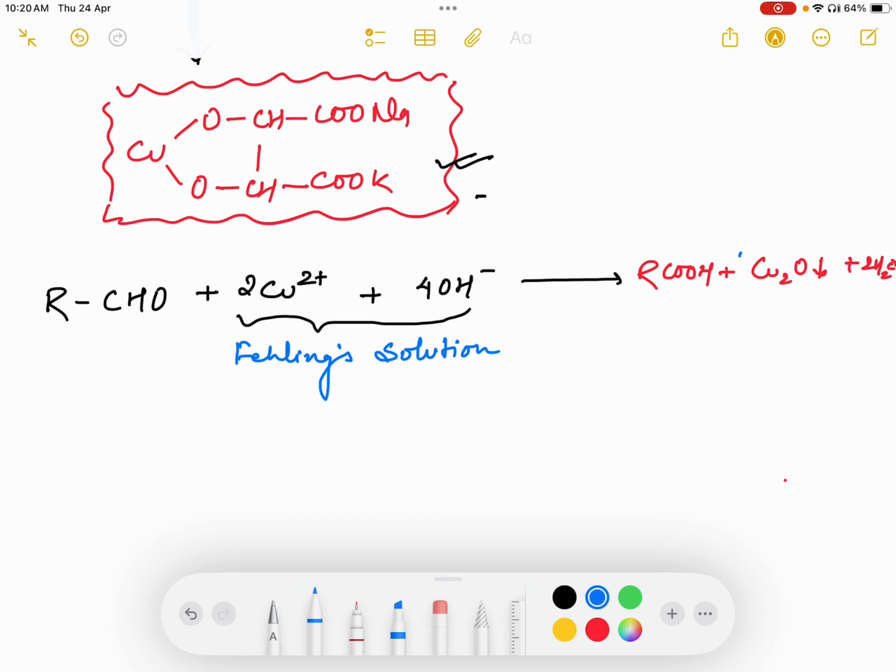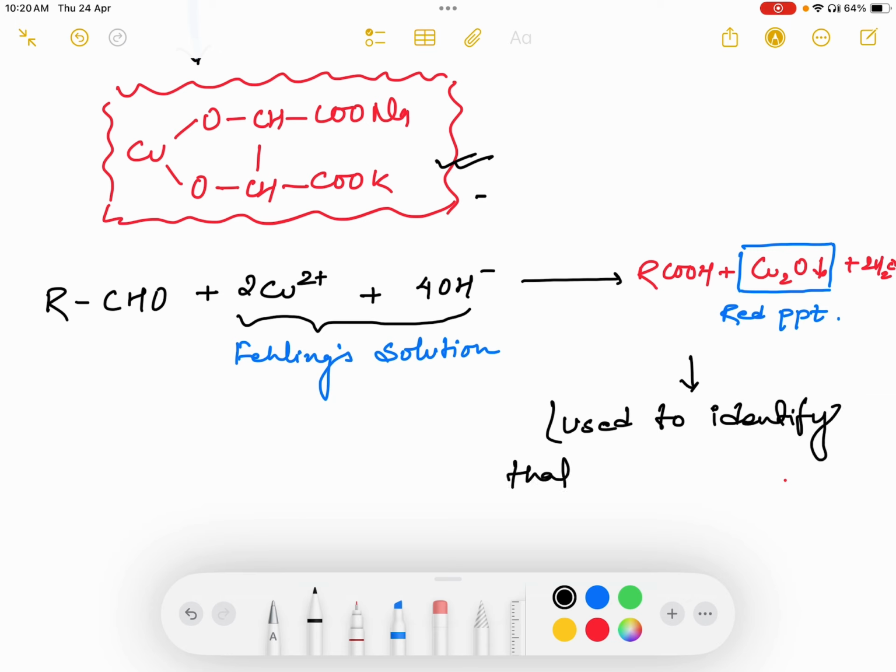So basically, this is our target thing. As soon as there is the formation of Cu2O, which is a red colour precipitate, we come to know that the given compound is an aliphatic aldehyde. So this test is used to identify that the given compound is an aliphatic aldehyde.